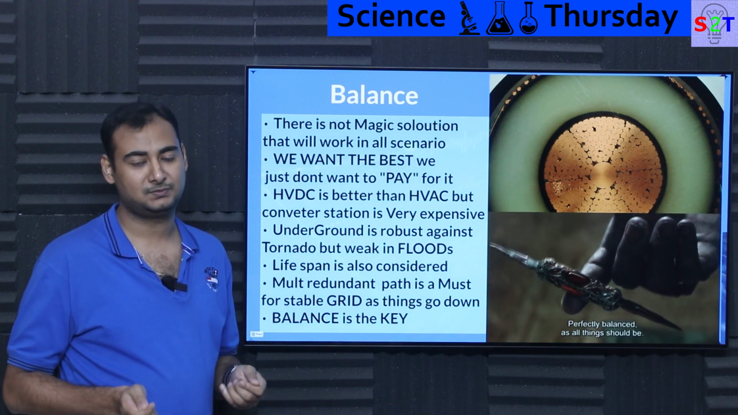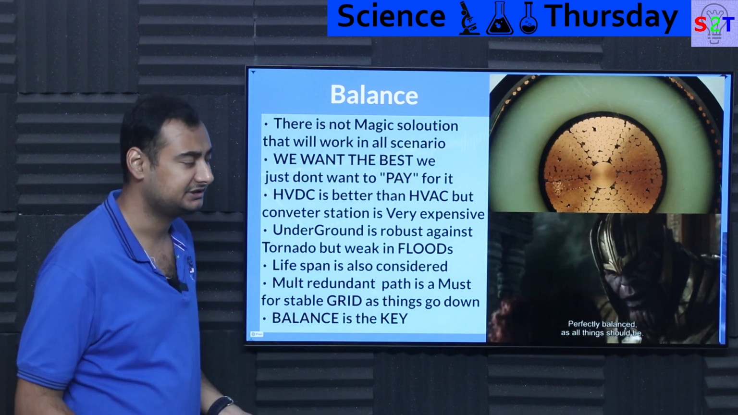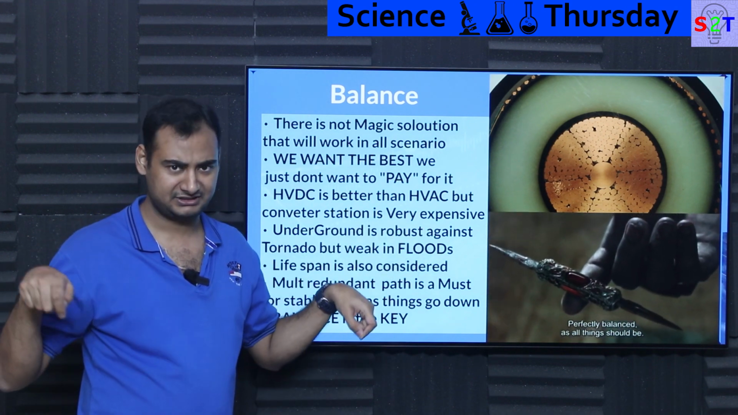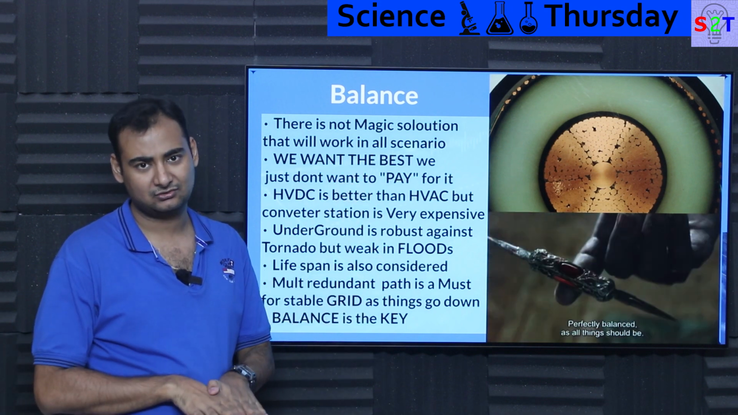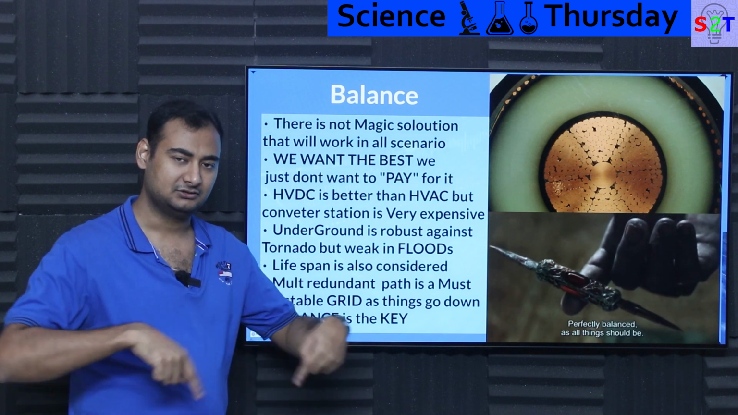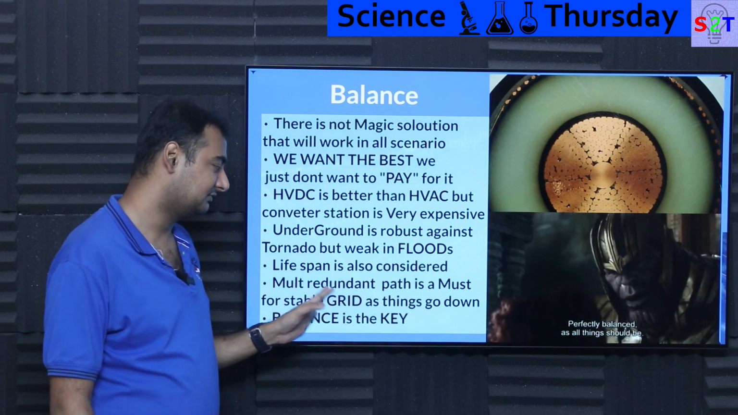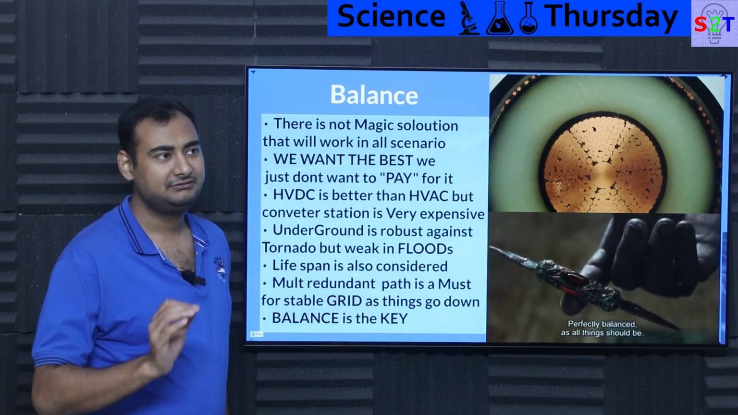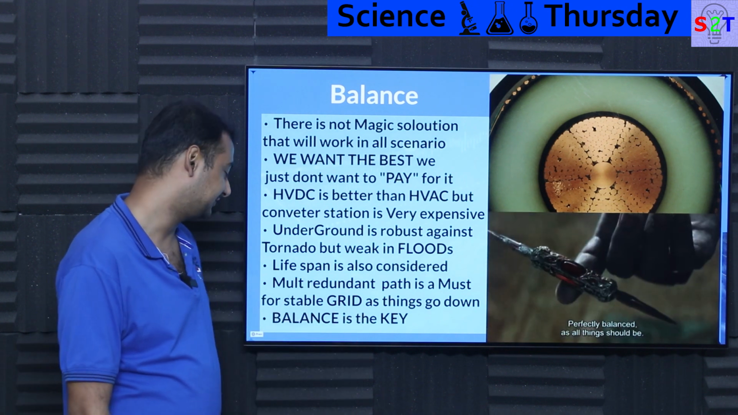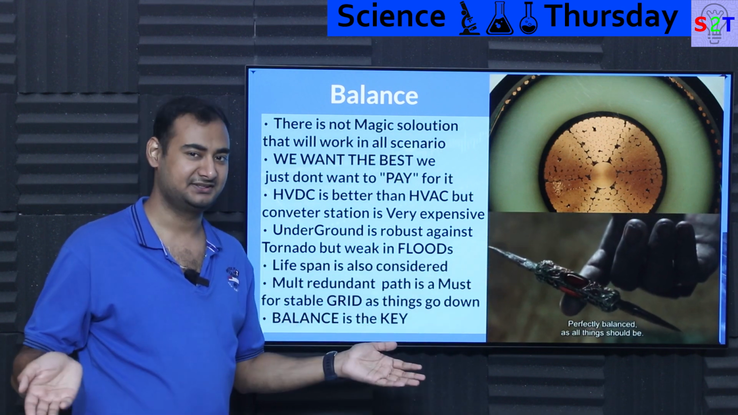And multiple redundant paths, that's the key aim. And that's what every country is doing. That's what even Ukraine is doing. It's like trying to have as many parallel routes as possible. So each route is very underloaded. And when you have a scenario where somebody booms your substation, you can just reroute power. So multiple redundant paths are a must for a stable grid. That's the only way you can have 24/7 electricity without any issue. And balance is the key. At the end of the day, Thanos wins. Balance is the key.